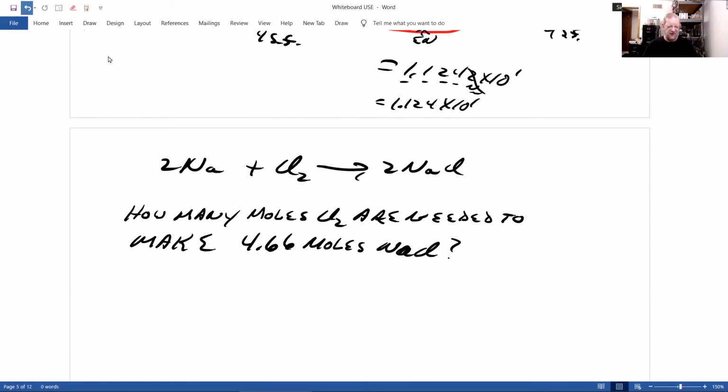And here's one for you to try. How many moles of chlorine are needed to make 4.66 moles of sodium chloride? Your turn.